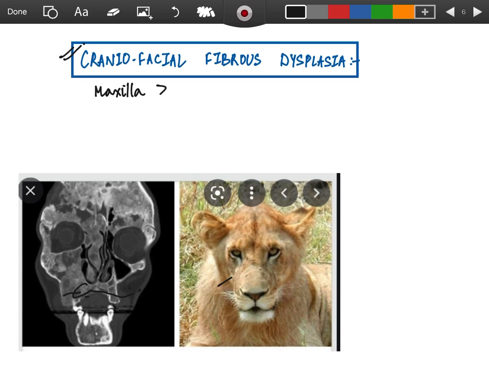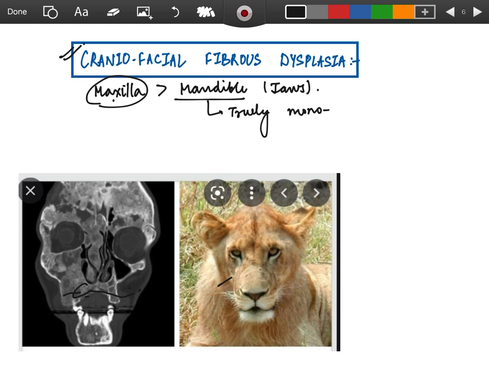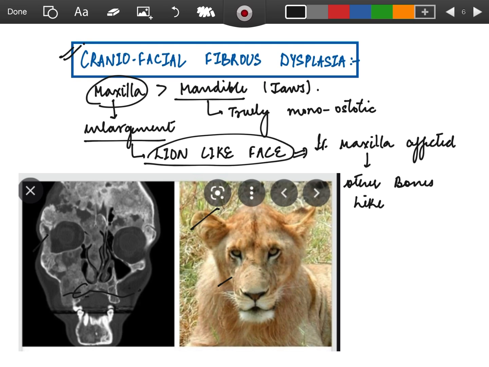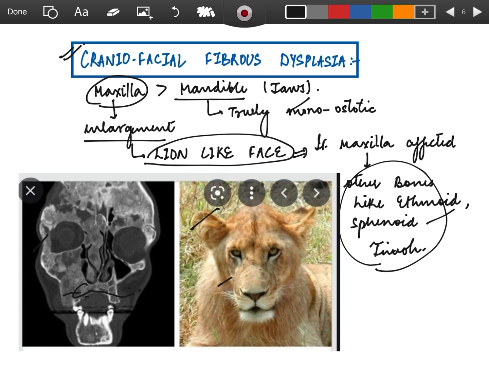Coming to the jaws first, the maxilla is more commonly affected than the mandible. If the mandible is involved, it is truly monostotic because only the mandible is affected. In the case of the maxilla, there is enlargement of the maxilla and formation of leonine, or lion-like, facies. You can see it in the picture. I say it is not truly monostotic when the maxilla is involved, because other bones of the face are also affected, like the ethmoid and sphenoid bones. So we better use the term craniofacial fibrous dysplasia.